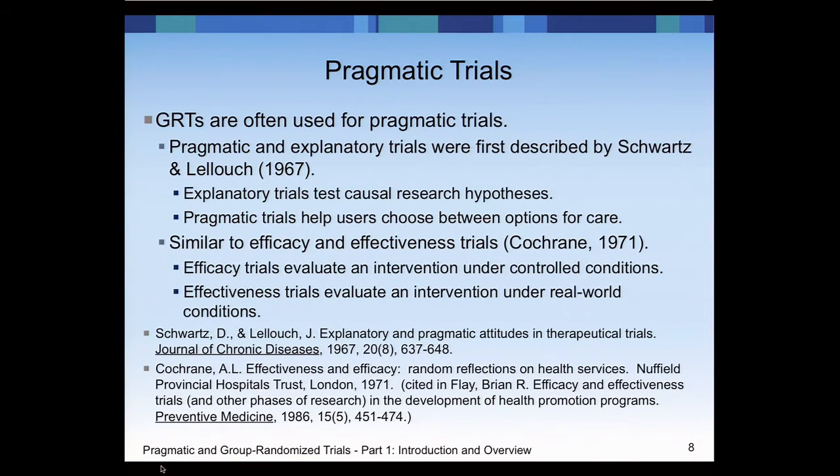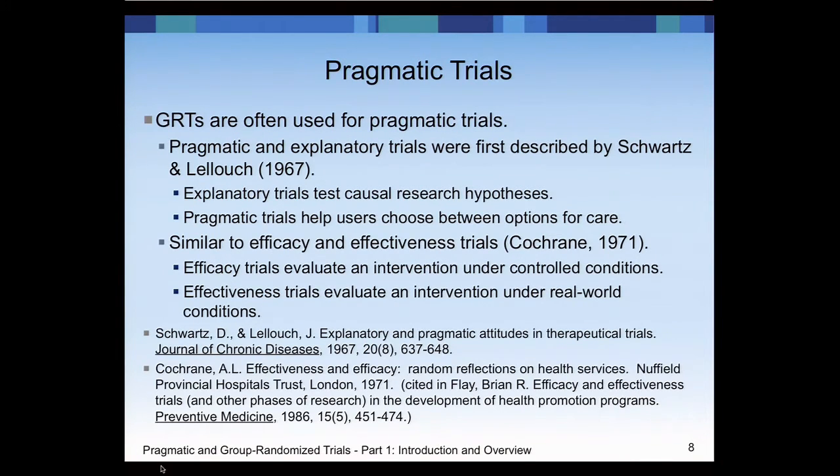Schwartz and Lelouch introduced pragmatic and explanatory trials in a paper in 1967. They described explanatory trials as trials that test causal research hypotheses. They described pragmatic trials as trials to help users choose between options for care. These labels have been around for some time, but especially the pragmatic trial has gotten a lot of attention in the last 5 or 6 years.